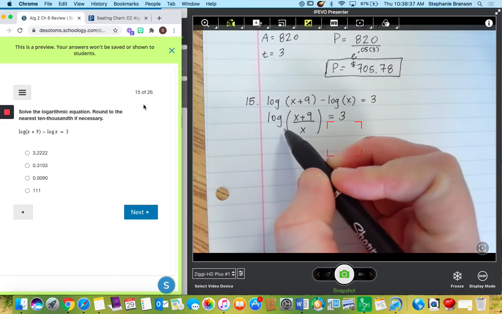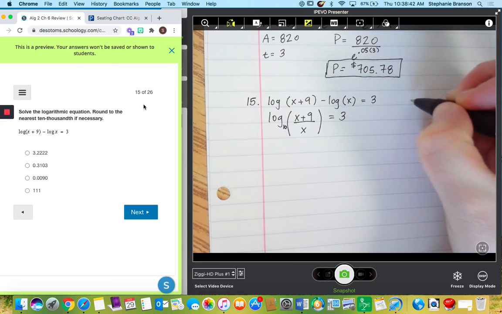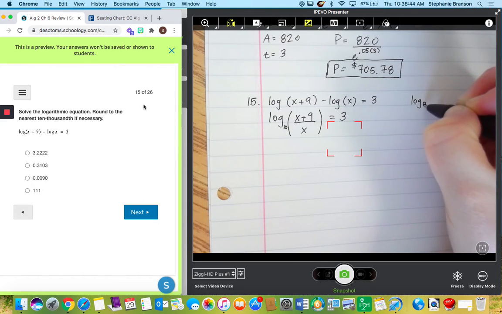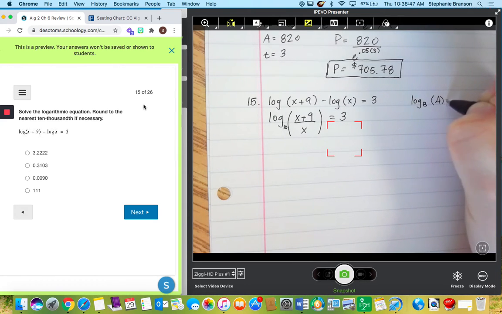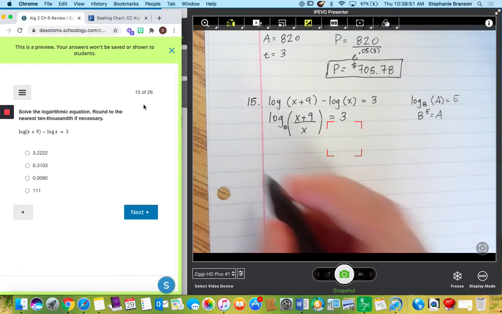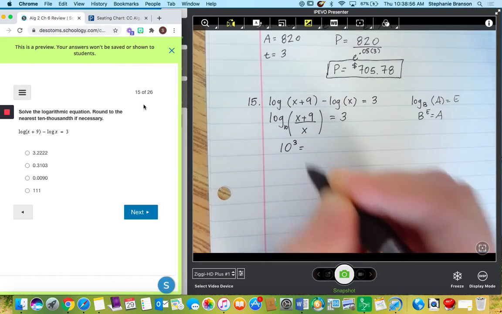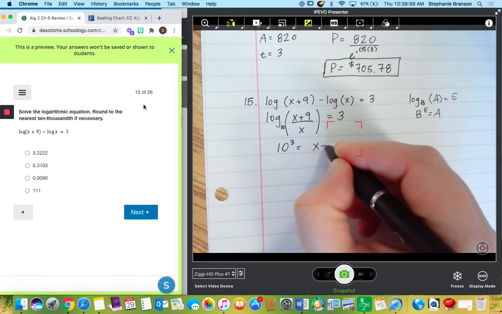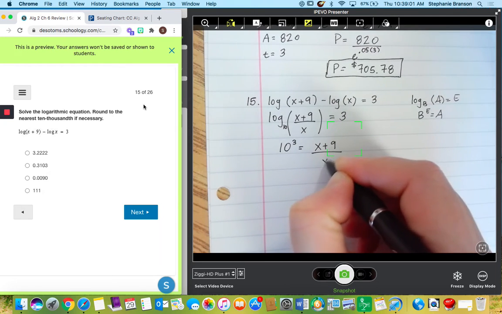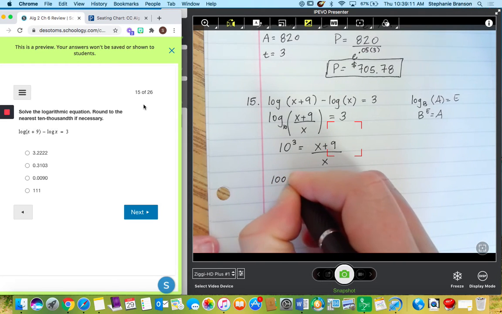So I'm going to rewrite this as log of x plus 9 divided by x is equal to 3. If there is not a base here, what's our base understood to be? 10. Right now we have it in the form of log base b of a equals e, but we want to put it in this form, b to the e power equals a. So I'm going to write it as 10 to the third power equals x plus 9 over x. Well, what's 10 to the third power? I put that in my calculator and I get 1,000.